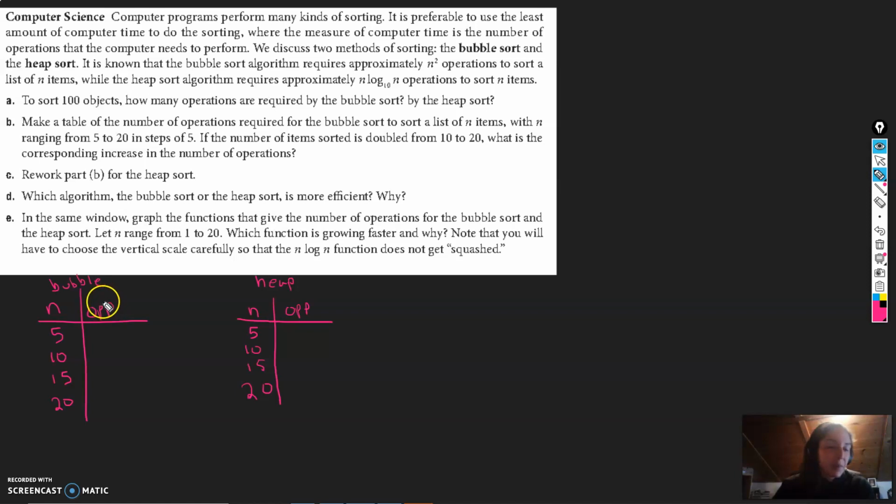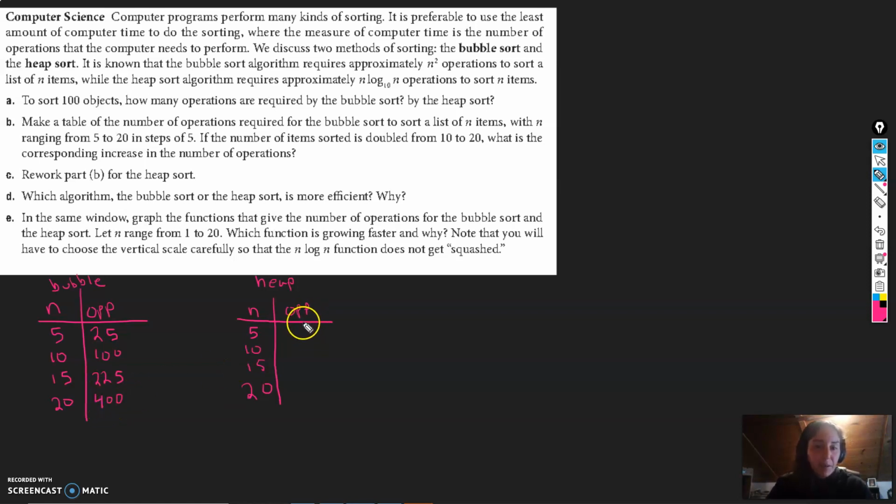So the algorithm for bubble sort is n squared. So 5 squared is 25. 10 squared is 100. 15 squared is 225, and 20 squared is 400.